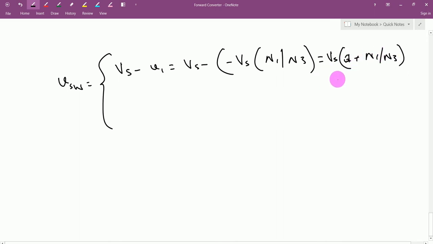And this is true for dT less than t less than T naught, where T naught is the time at which the current becomes equal to zero. And it is equal to Vs for T naught less than t less than or equal to T.